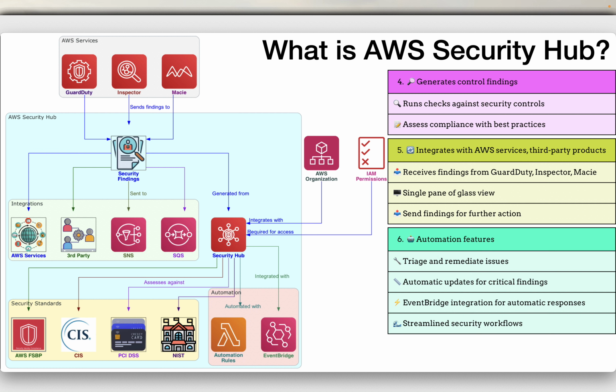Security Hub offers automation features to help you efficiently triage and remediate security issues. For example, you can set up automation rules to automatically update critical findings when a security check fails. Additionally, by leveraging the integration with Amazon EventBridge, you can trigger automatic responses to specific findings, streamlining your security workflows.